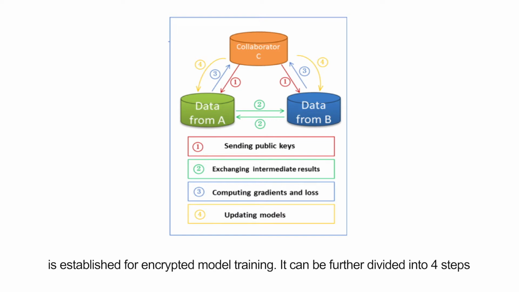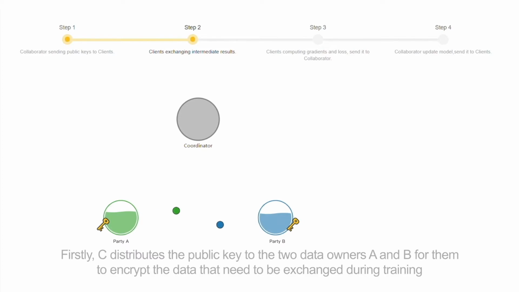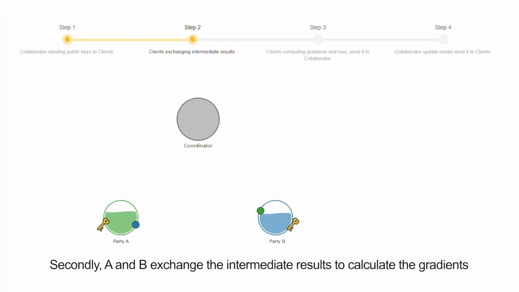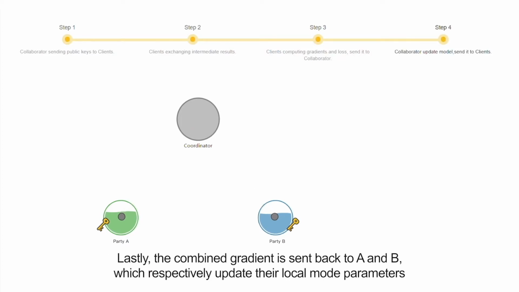It can be further divided into 4 steps. Firstly, C distributes the public key to the two data owners, A and B, for them to encrypt the data that need to be exchanged during training. Secondly, A and B exchange the intermediate results to calculate the gradients. Thirdly, A and B calculate the loss and send back the results to C. C calculates and decrypts the combined gradient. Lastly, the combined gradient is sent back to A and B, which respectively update the local model parameters.